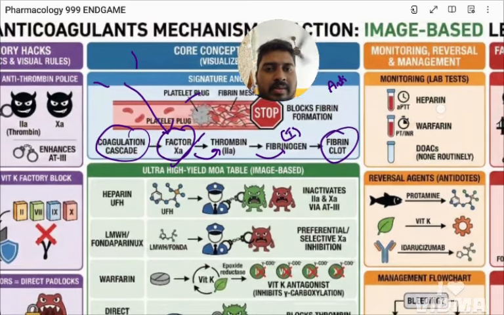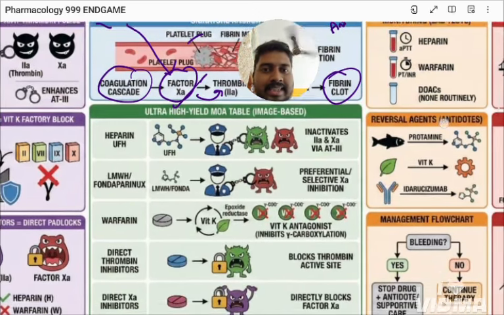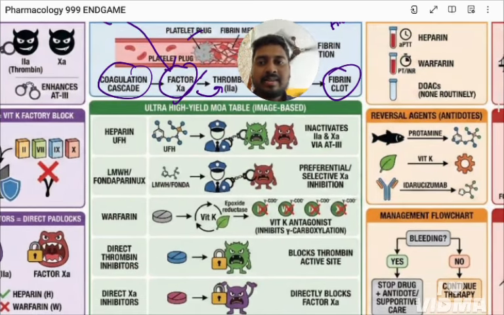So now we'll look into what exactly each drug is, and where it acts. First is unfractionated heparin and second is low molecular weight heparin. These two have different mechanisms of action. UFH mainly inactivates 2A and 10A.